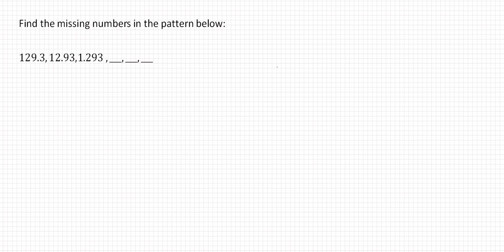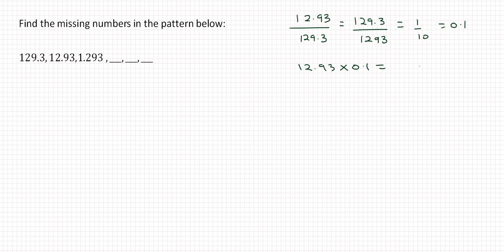The next example, 129.3, 12.93, 1.293. So what we're going to do is divide 12.93 by 129.3. So what I can do here is we have 129.3 divided by 1293. This is going to give us 1 over 10, or we can say 0.1. So we have 12.93 multiplied by 0.1. That's going to give us 1.293.